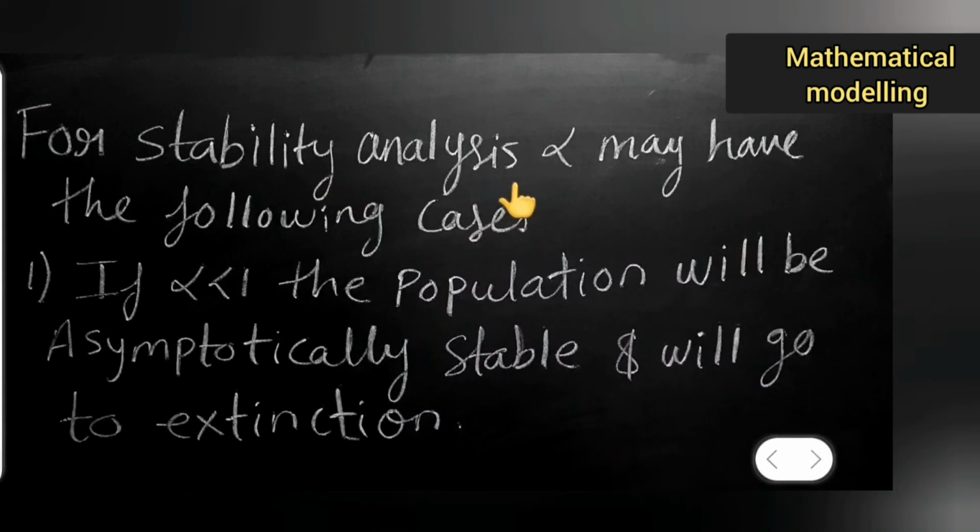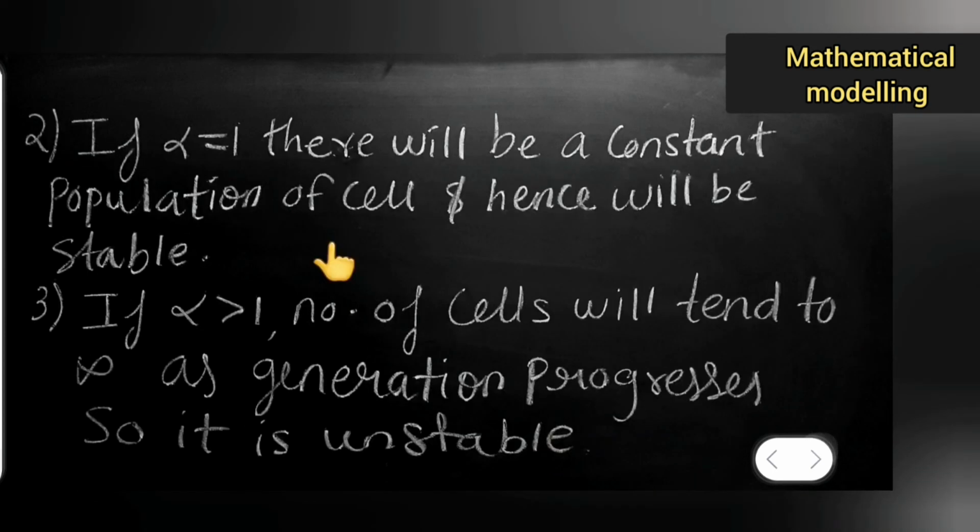Continuation for the stability analysis of alpha. For stability analysis, alpha may have the following cases. Case 1: if alpha is less than 1, the population will be asymptotically stable and will go to extinction. Second case: if alpha is equal to 1, there will be a constant population of cells and hence it will be stable. And the third case: if alpha is greater than 1, the number of cells will tend to infinity as generations progress, so it will be unstable.